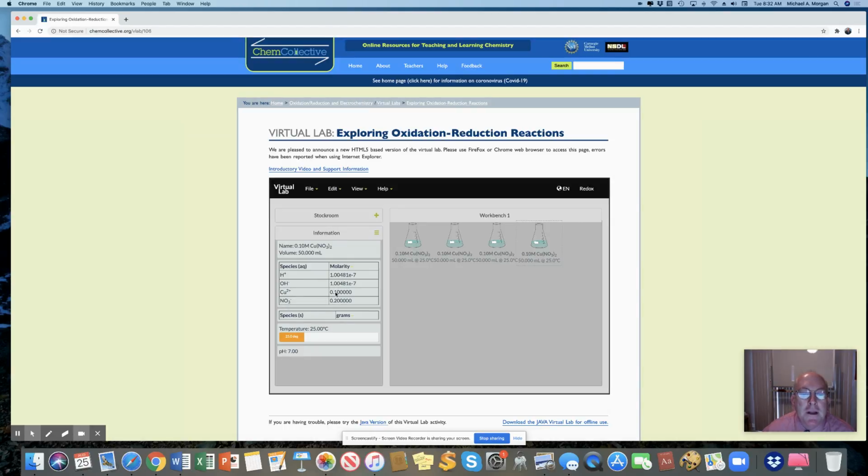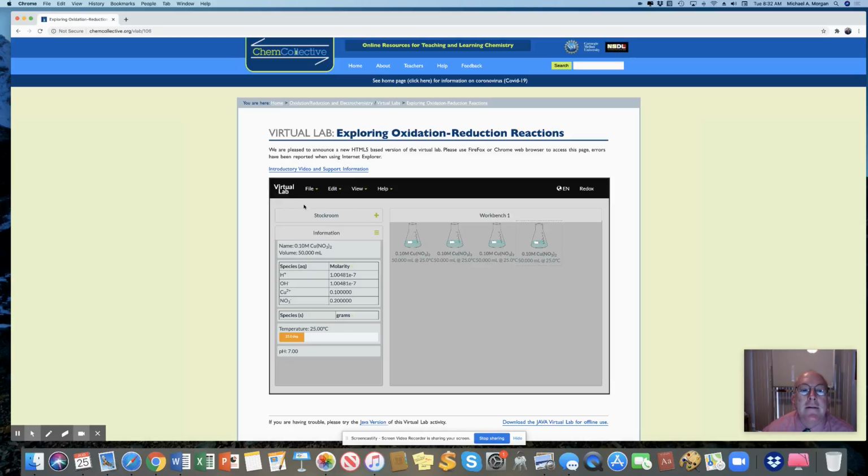The copper 2+ ions are 0.1 molar. The nitrate ions, of course, would be 0.2 molar because there are 2 nitrate ions for every copper ion. Now, pH is 7, temperature is 25 degrees. You get the idea here, okay?